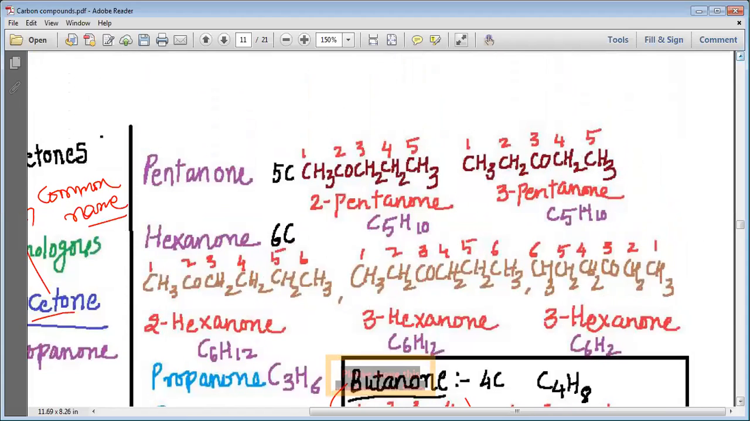Same way, my dear students, when we look at the 5 carbon member, we have pentanone.